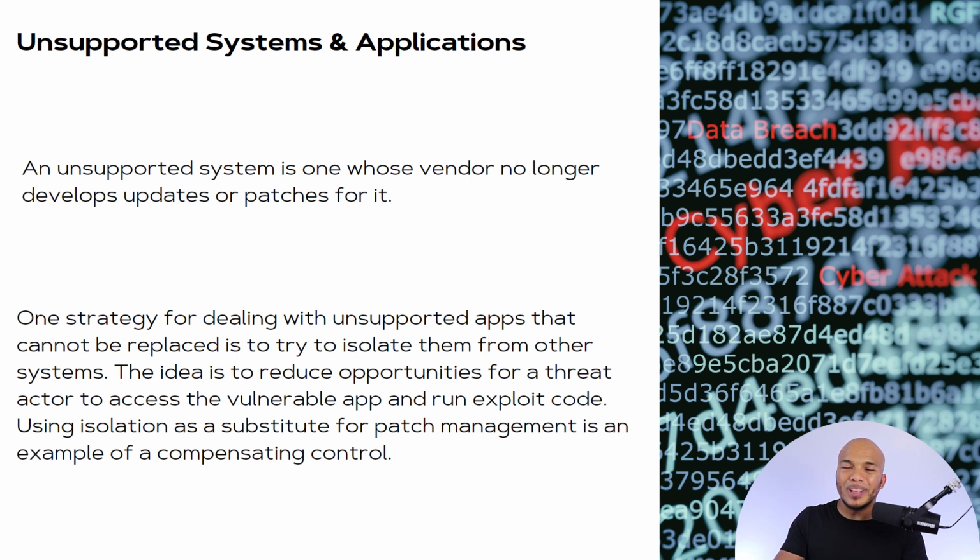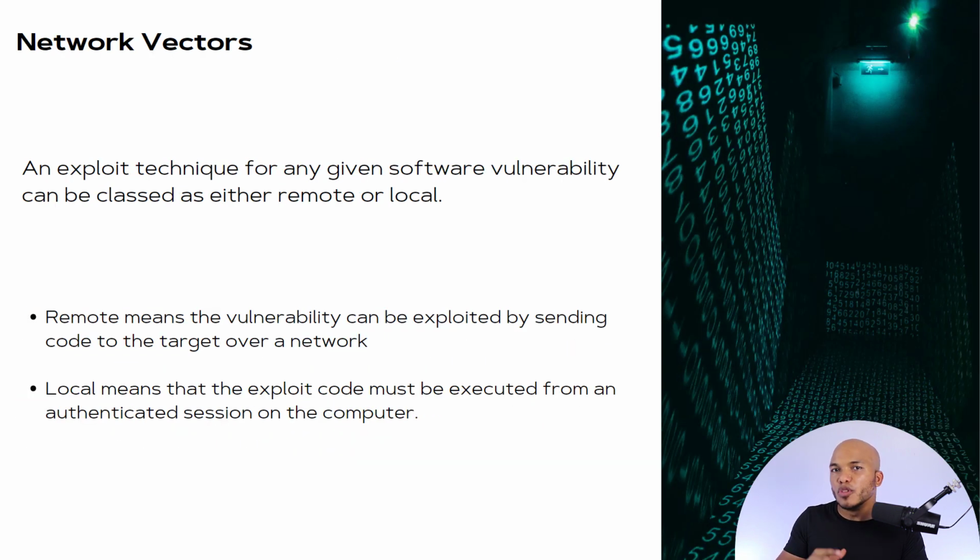So what they want to do in that kind of scenario is to simply try to isolate such systems from other systems. And the idea is to reduce the opportunities for a threat actor to access the vulnerable app and then run exploit code. So using isolation as a substitute for patch management is an example of a compensating control. So we're unable to patch the system because ideally you want to patch, you want to update, but because the patches or updates are no longer available, one thing we could do to compensate for this is by simply isolating that system.